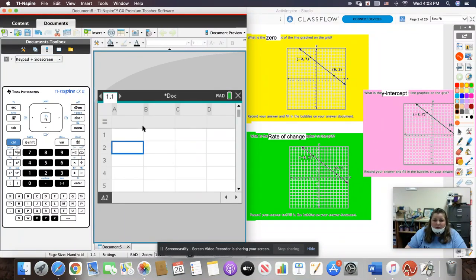We add the list in spreadsheets. Now up here, you type X, you type Y, you type in the first point, -2 and 7.